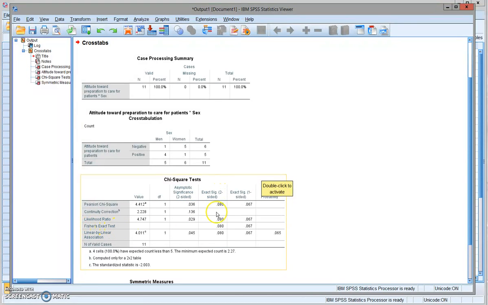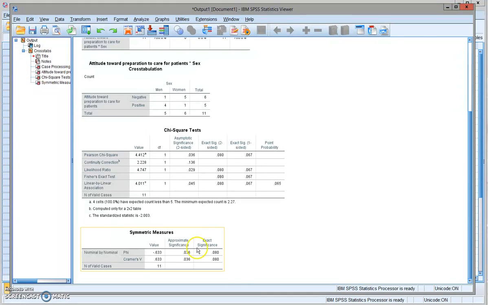If you're doing a two-tailed test, the p-value is 0.08. If you're conducting a one-tailed test, you use the p-value 0.067. In either case, in this particular example, we have a p-value greater than 0.05, so we fail to reject the null hypothesis, which means there's no significant gender difference in their attitude to care for, in their preparation for patients.